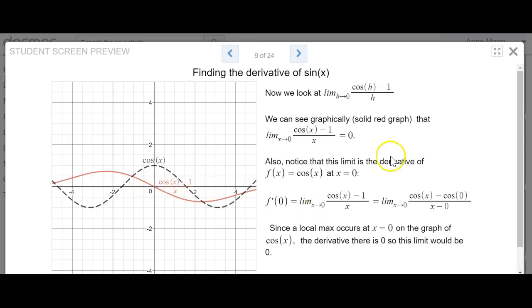However, something else to notice, if we write this limit as x goes to 0 of cosine x minus 1 over x, we can recognize that as the difference quotient for the function f of x equals cosine x at x equals 0. So this limit is actually the derivative of cosine when x is 0. But knowing that at 0 the cosine function has a local maximum, we know that that would be 0. So either way you look at it, this limit is 0.